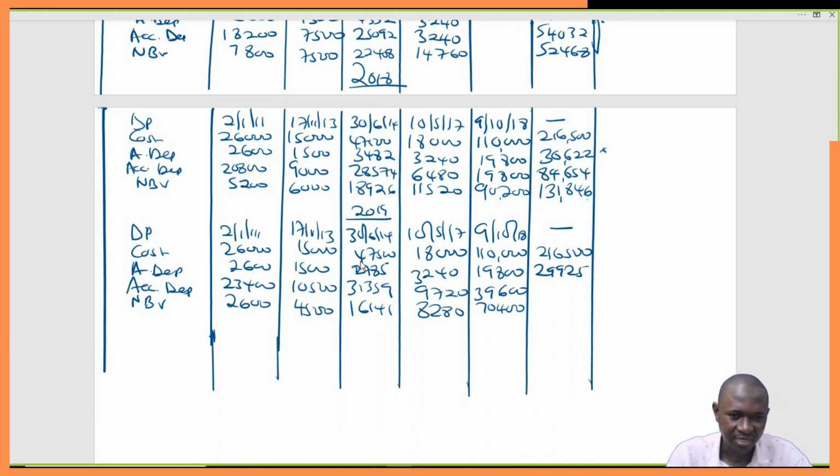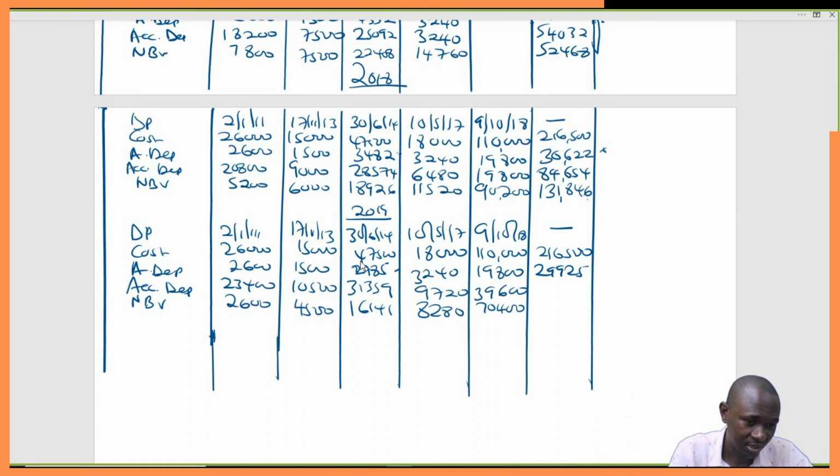3622 minus this one. So this is the only figure that is changing. That 482 plus this figure that we are introducing, this one. It's the only figure that is changing. 27,885. What do you get? 29,925, the figure that we have here. So that's how you can basically shorten the process.